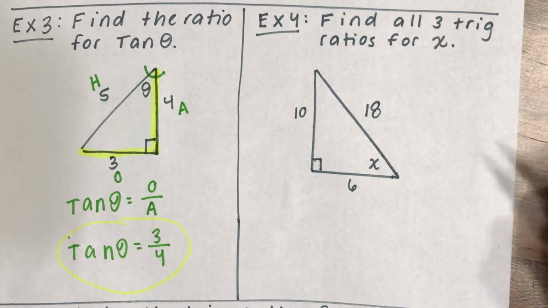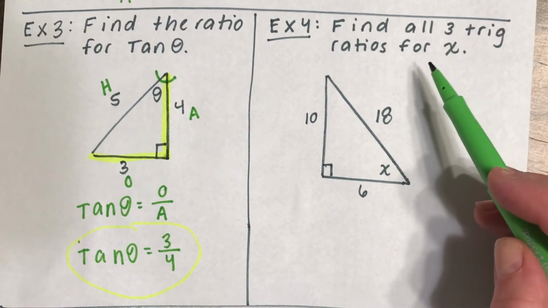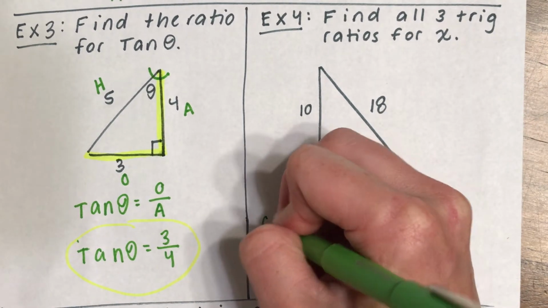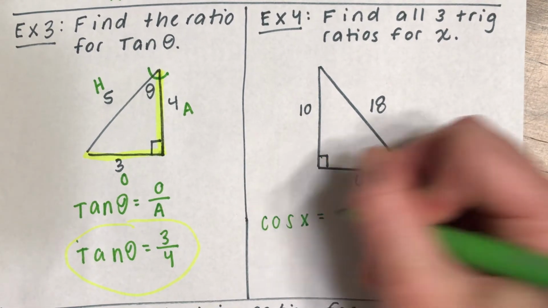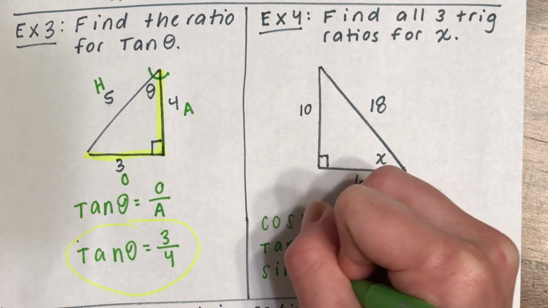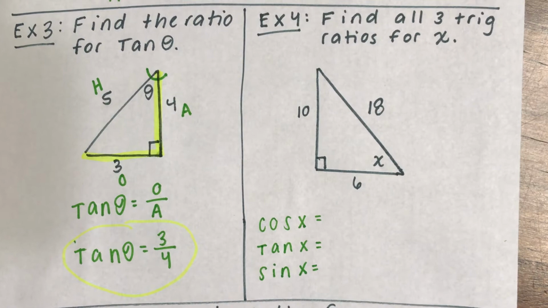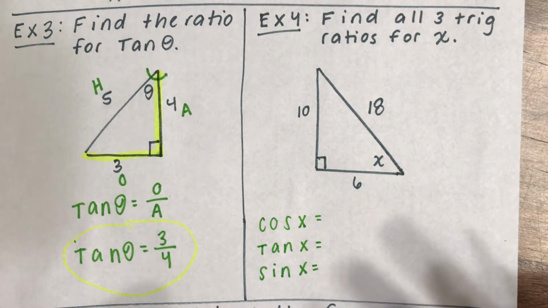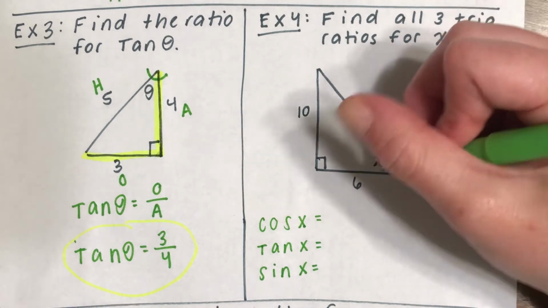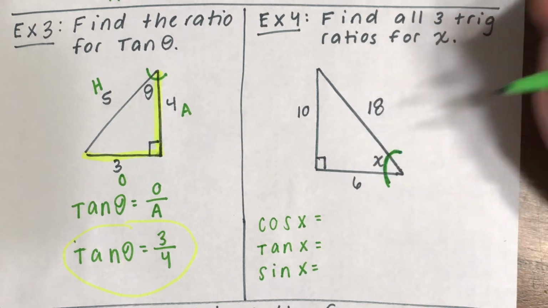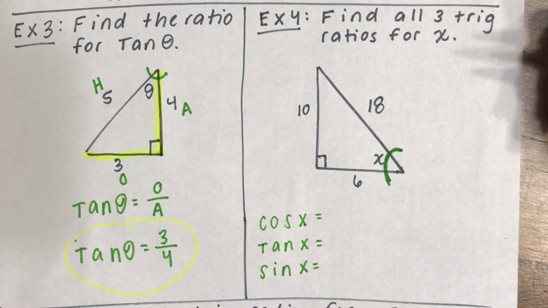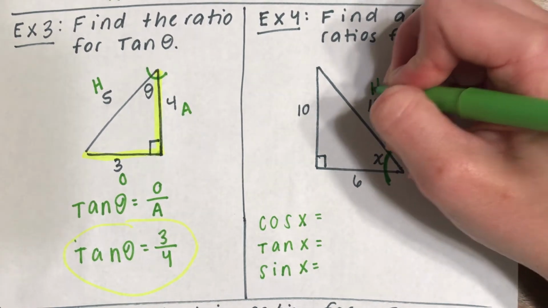All right, so in example 4, it says find all 3 trig ratios for x, okay? So what it's asking me to do is to find cosine of x, tan of x, and sine of x. Okay? In this example, rather than using theta, they use x. Sometimes you'll see that, but it doesn't change the definition for the ratios. Okay? So x is my reference angle. If you'd really like to, you can use a theta instead so you don't get confused, but they represent the same thing. Okay? So my hypotenuse is 18.